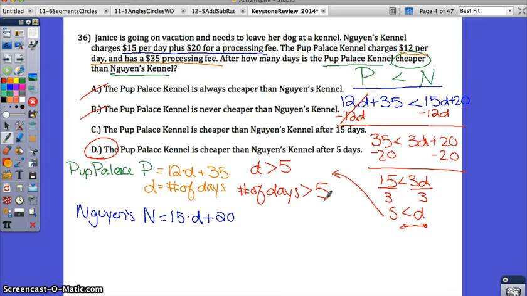Now, if you didn't set up a system here and if you didn't have the inequality to solve, you could also make a table. You could make a table, guys, of how many days and how much it costs at each one.